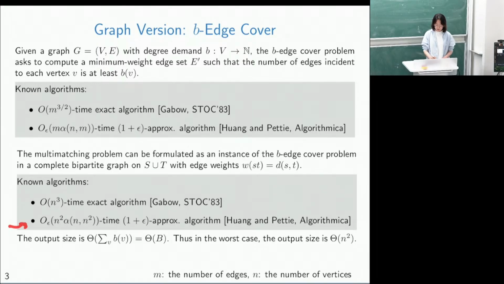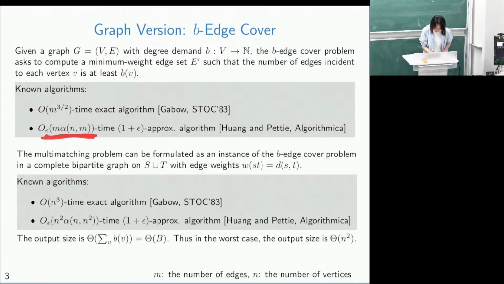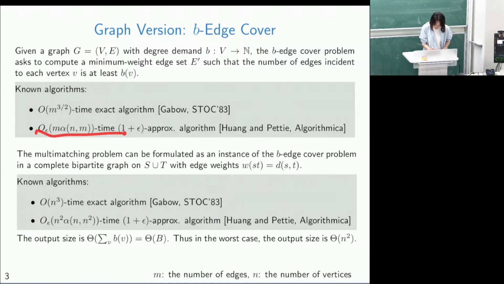And also, we have a quadratic time approximate algorithm for the geometric multimatching problem. I'm sorry, but for the second complexity, are you considering the complete graph or the complete bipartite graph? The second box. Yes. Complete bipartite graph.